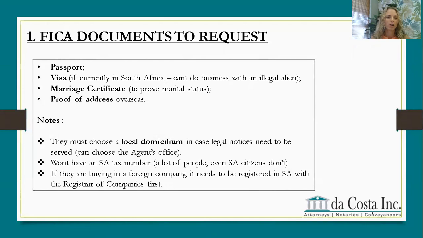I'll go through that just now. If they're not here, obviously don't worry about the visa. It's only if they are here when you meet with them. Their marriage certificates, obviously, to also see if they're married or not. We only really worry if they're married or not with foreigners. We don't worry if they're married in or out of community of property.